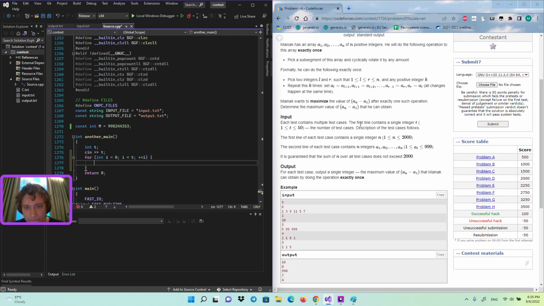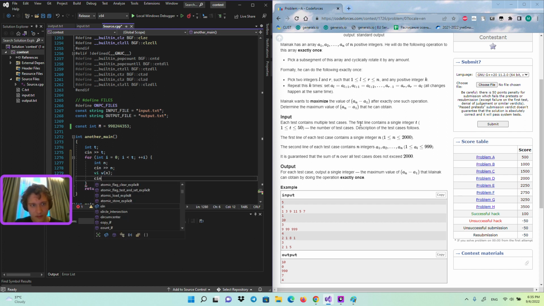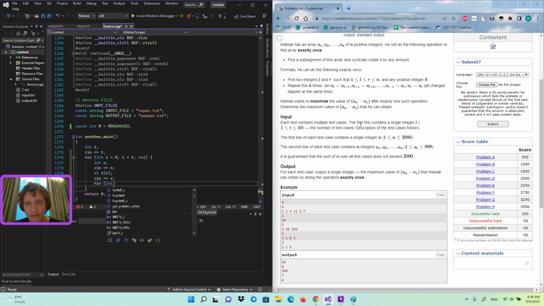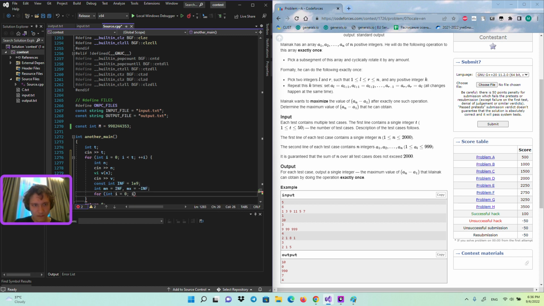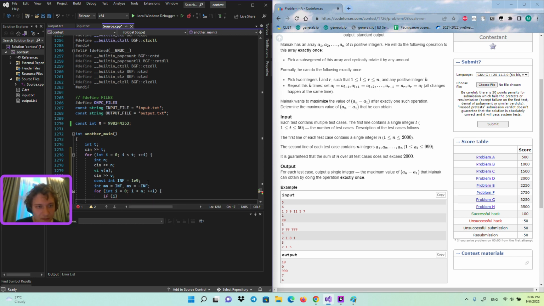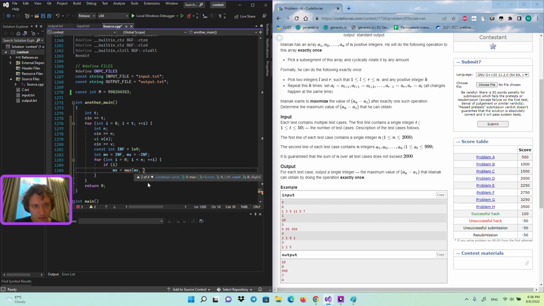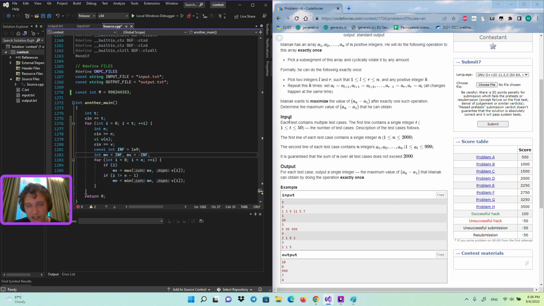So first of all, we read n, then we find the maximum and the minimum. So we want to find the maximum except the first element, and the minimum except the last element. And also we want to find a_n minus a_1. So it is like an element minus the next element.